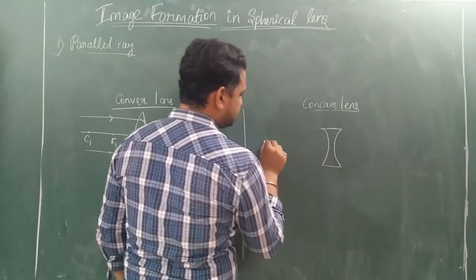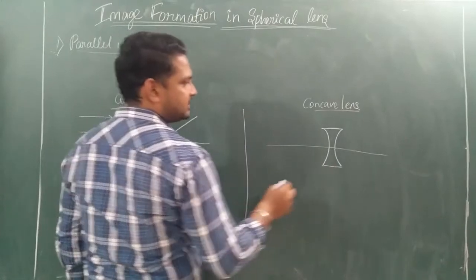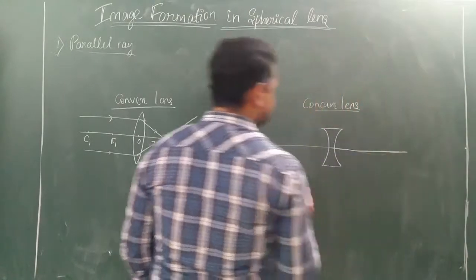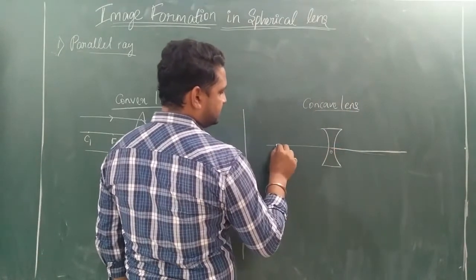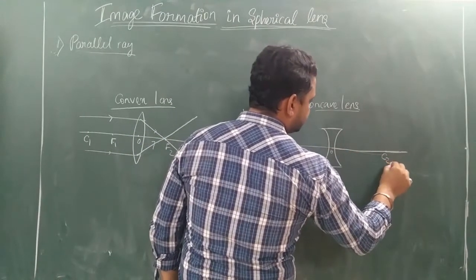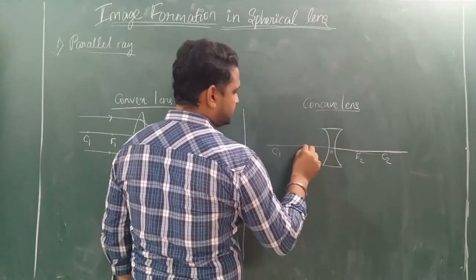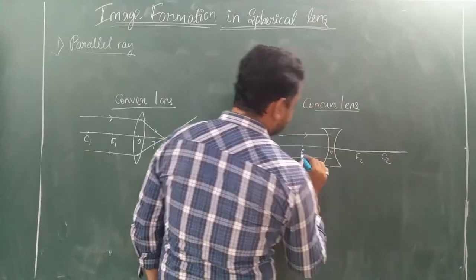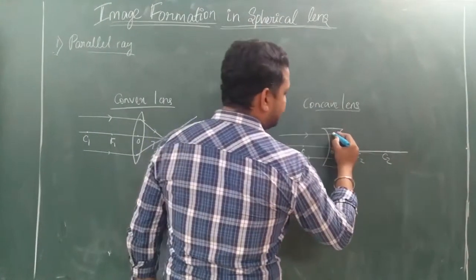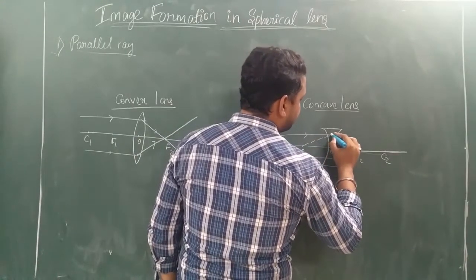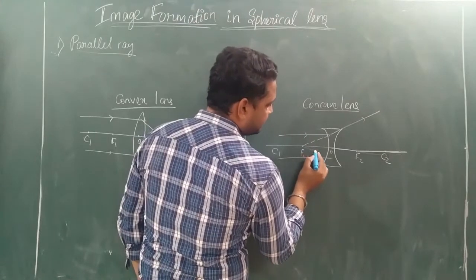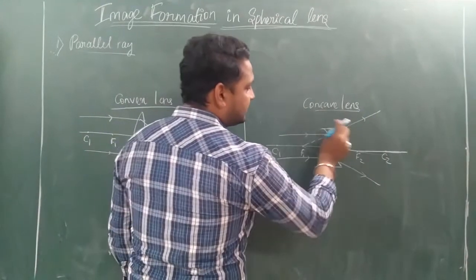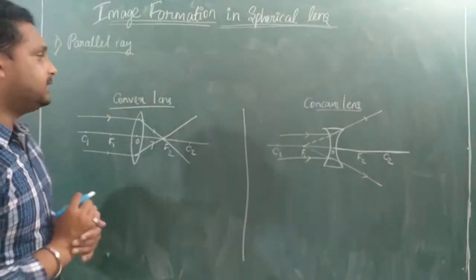This is the concave lens. Now, this is the principal axis. Optical center, C1, C2, F2, F1. Now, when the light is parallel to the principal axis, in this case, the emergent ray will diverge. How will it diverge? It will diverge as if it is coming from F1. Okay? The light ray will diverge as if it is coming from F1. This is the first case of the incident ray.